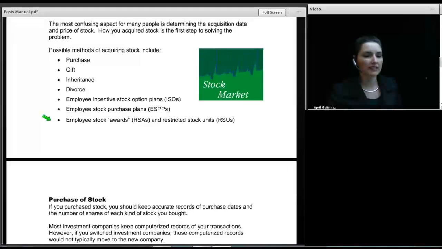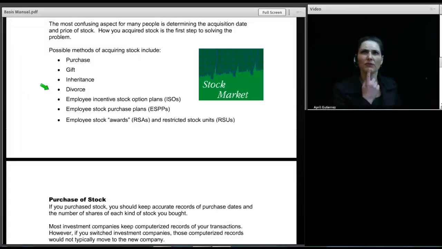Now, in the world I deal with as a tax professional, what do I see the most of? I see the most of these RSUs and ESPPs, and I see quite a bit of this one here, and clearly a lot of this one up here. The gift one comes up occasionally. The divorce one, I've had that too.